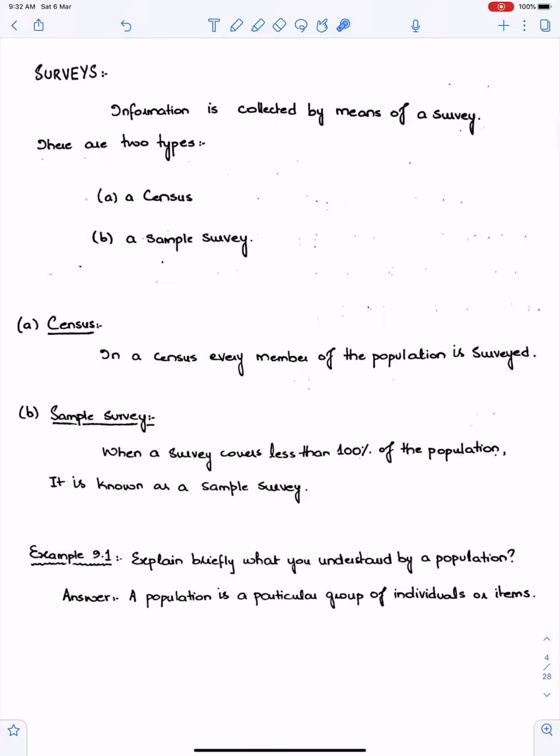Surveys. Information is collected by means of a survey. There are two types of surveys: a census and a sample survey. In a census, every member of the population is surveyed. Sample survey. When a survey covers less than 100% of the population, then it is known as a sample survey. Explain briefly what you understand by a population. A population is a particular group of individuals or items.